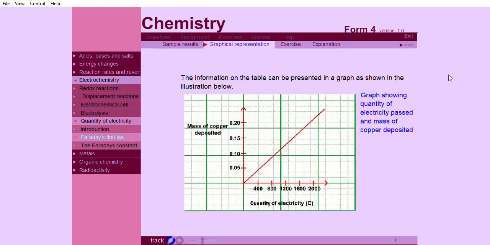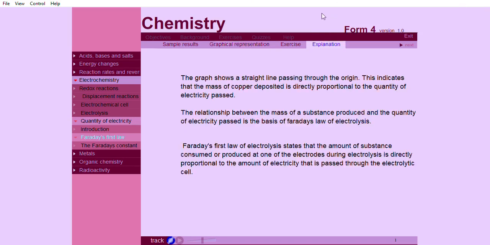The information on the table can be represented in a graph as shown in the illustration below. The graph shows a straight line passing through the origin. This indicates that the mass of copper deposited is directly proportional to the quantity of electricity passed.